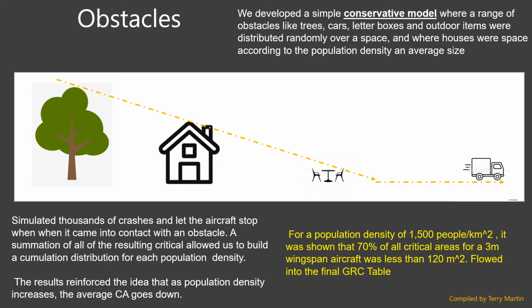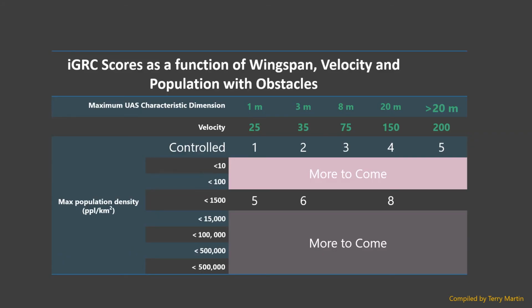was that as the population density increases, the average critical area will decrease. So for example, for a population of 1,500 people per square kilometre with appropriately spaced housing and obstacles, 70% or thereabouts of the critical areas for a 3-metre wingspan were less than 120 metres. So that got factored into our table, and what you then see is a table that looks something like this in terms of how it's structured for population and for wingspan and velocity.